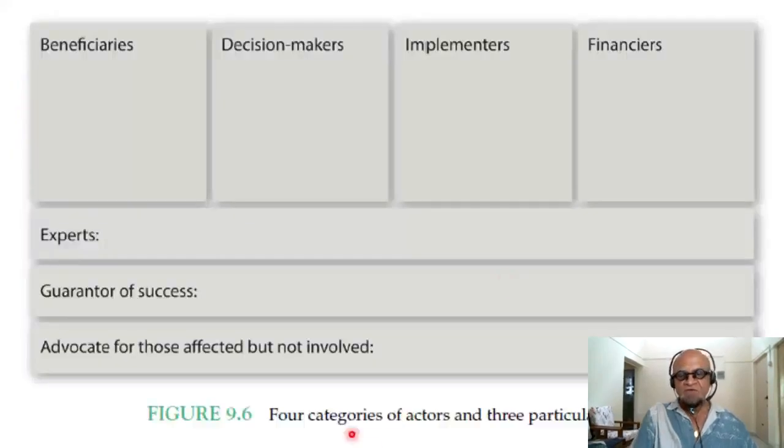Okay, so 4 categories of actors and 3 particular roles. You have beneficiaries, decision makers, implementers, and financiers that we already mentioned. Then you have experts, guarantor of success, advocate for those affected but not involved. Okay, so these are the roles to be played by these people.